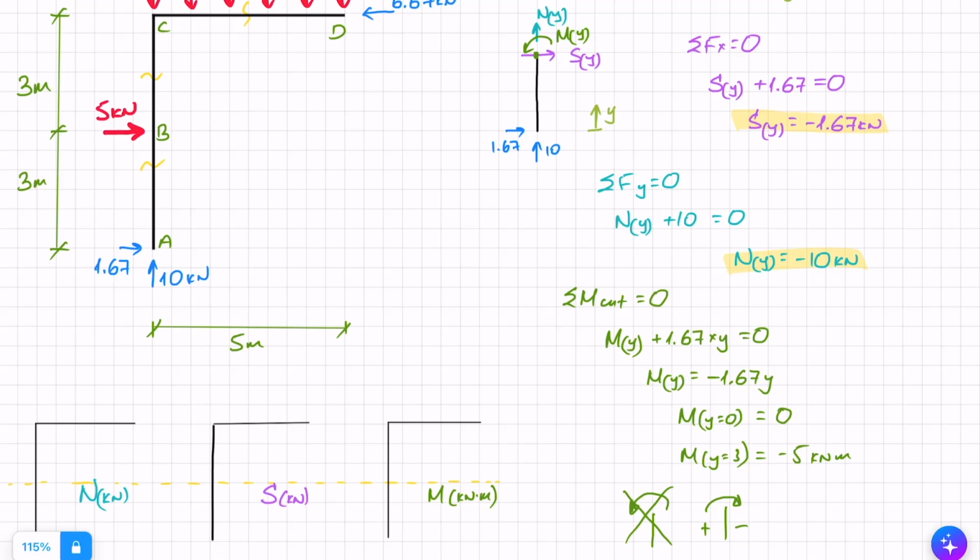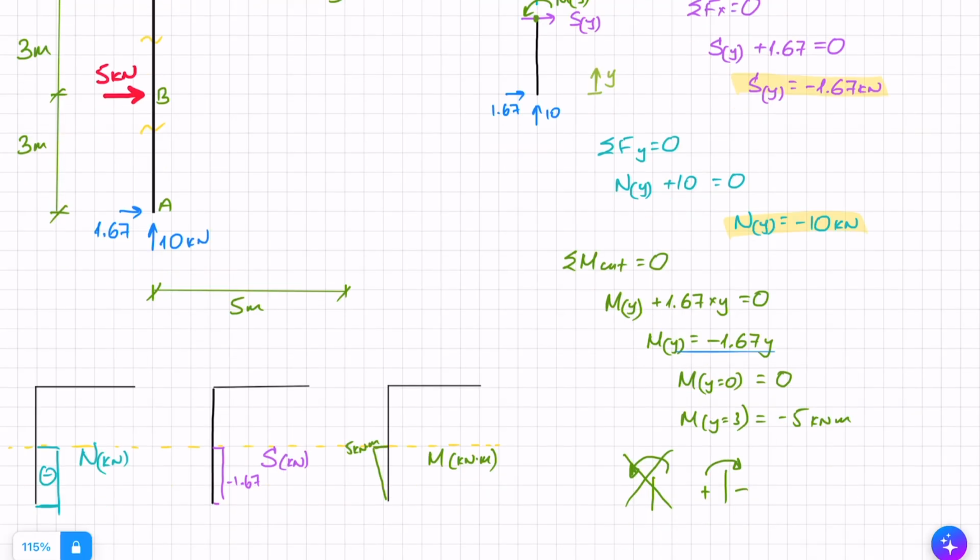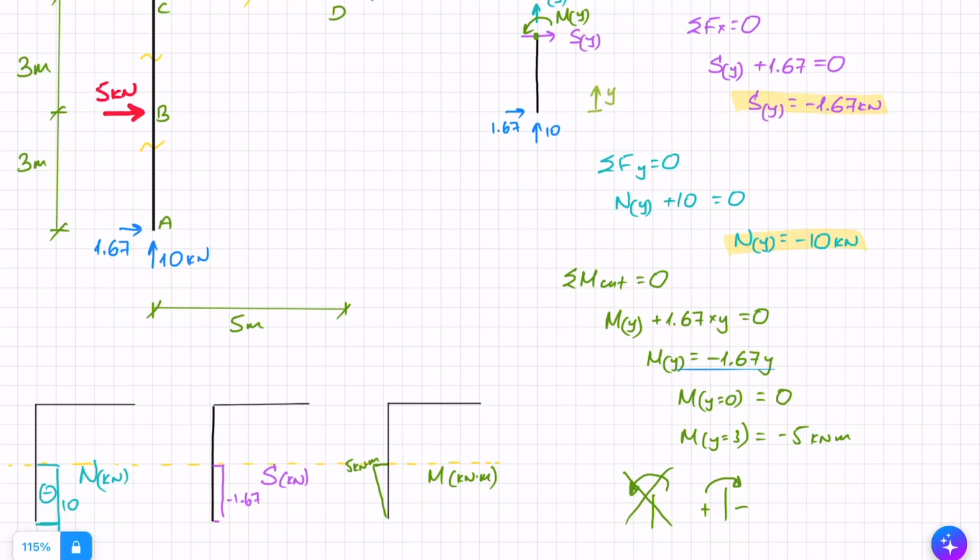I also know that it's going to be a straight line because I only have concentrated loads. When I have UDLs, I get a parabola. But you can see here that my equation is a function of y, so I know that is going to be a straight line. Let's say this is 5, and that's my first one, a straight line, and this is 5 kilonewton meters. For S, I got minus 1.67, and for N, I got 10. And that is the first section complete.